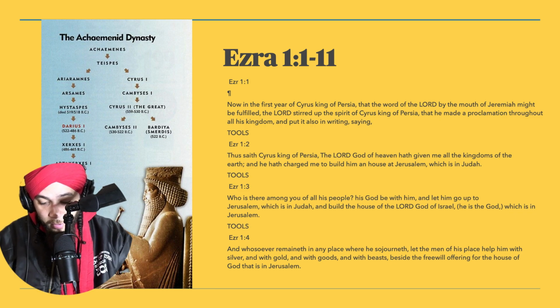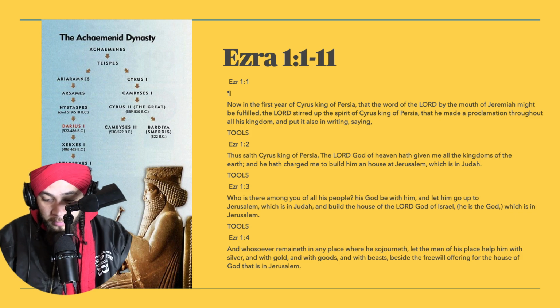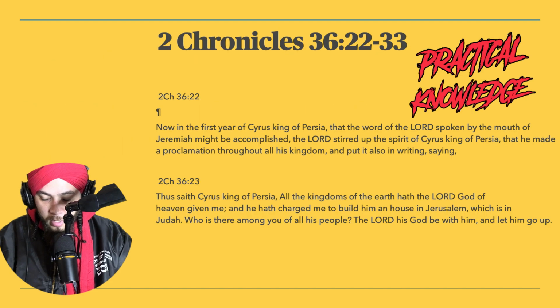The house he's referring to is the reconstruction of the temple that was destroyed by Nebuchadnezzar the Great under Babylonian rule. Right? Now, I want to note in the first verse, "Now in the first year of Cyrus the king of Persia, that the word of the Lord by the mouth of Jeremiah might be fulfilled." What exactly is he talking about? Let's read 2 Chronicles 36:22.